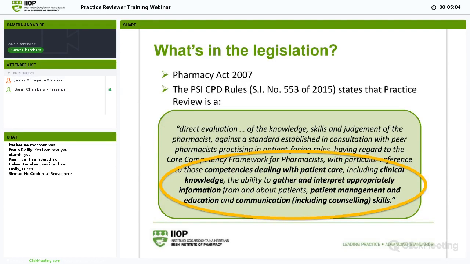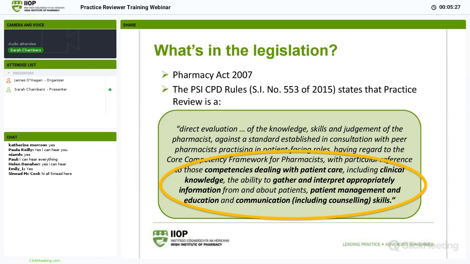So let's just remind ourselves of a few key things. It is a statutory process and it is in the legislation. The Pharmacy Act 2007 introduced mandatory CPD for pharmacists. The IOP was established then by the PSI to oversee the management and delivery of this system, which includes ePortfolio, ePortfolio review, and practice review.